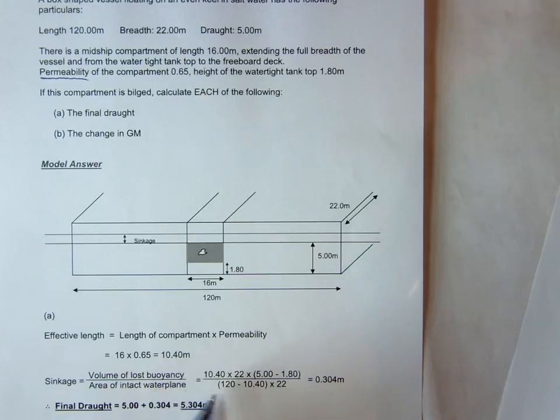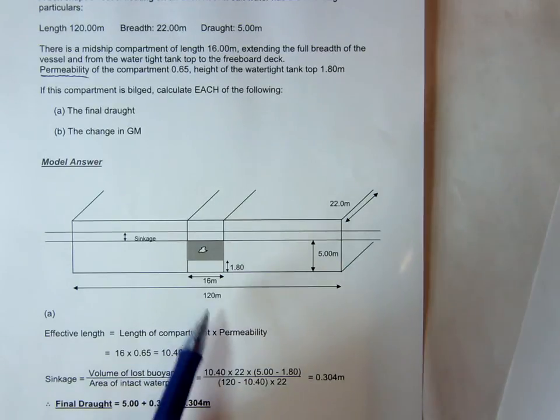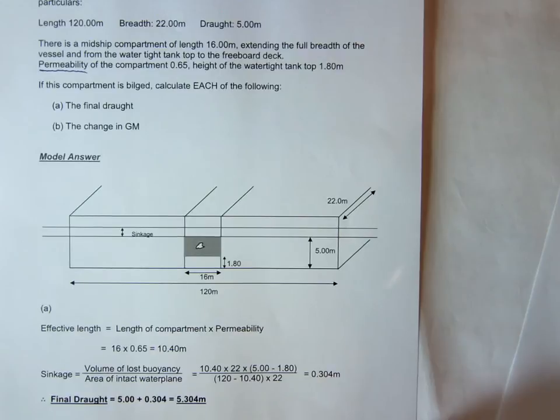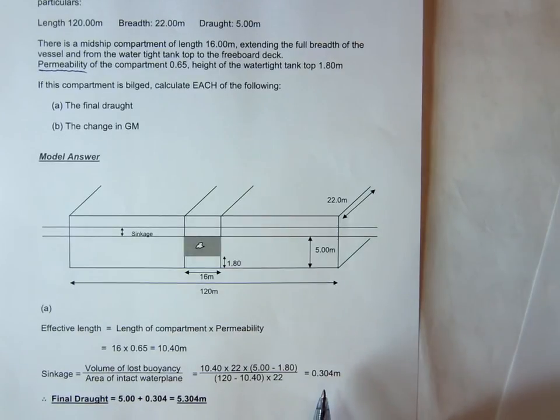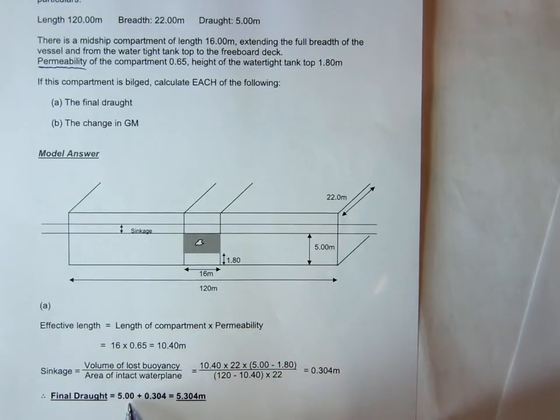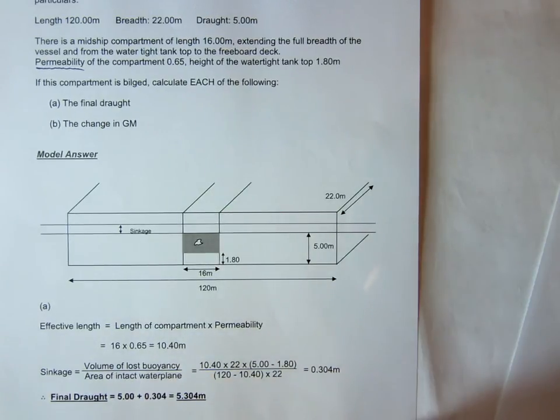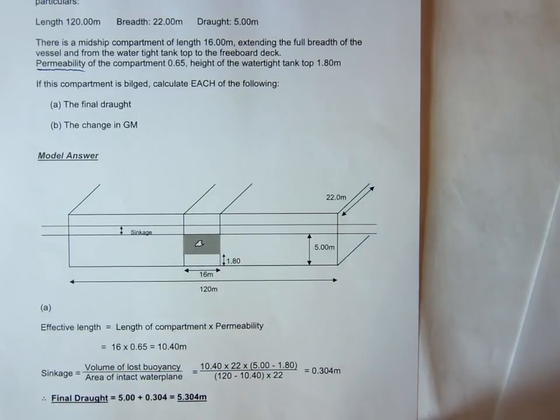And the area of intact water plane, do not forget as well, it's 120 minus 10.4, not 120 minus 16, 10.4, because of the permeability, times 22, which gives you the area. 0.304, so our final draft is 5 plus 0.304, 5.304. Okay, so sinkage, lost buoyancy over intact water plane, 5.304.